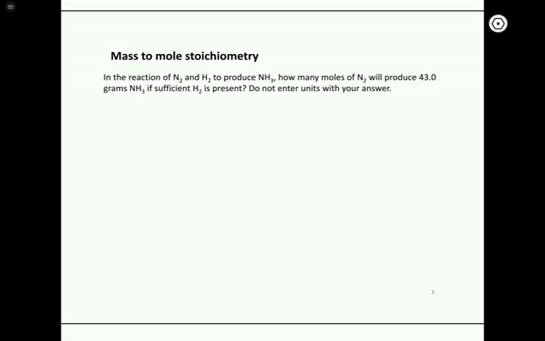And we want to know how many moles of N2 will produce 43 grams of NH3 if sufficient H2 is present. All right, so we always have to have a balanced reaction, so we'll start with that. N2 plus H2 going to NH3. Okay? So fairly simple reaction.